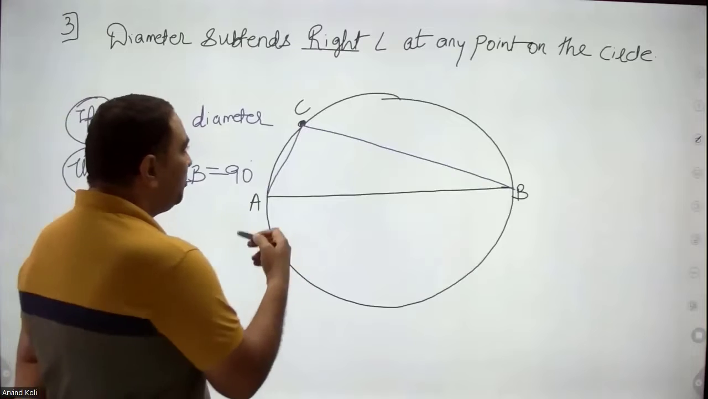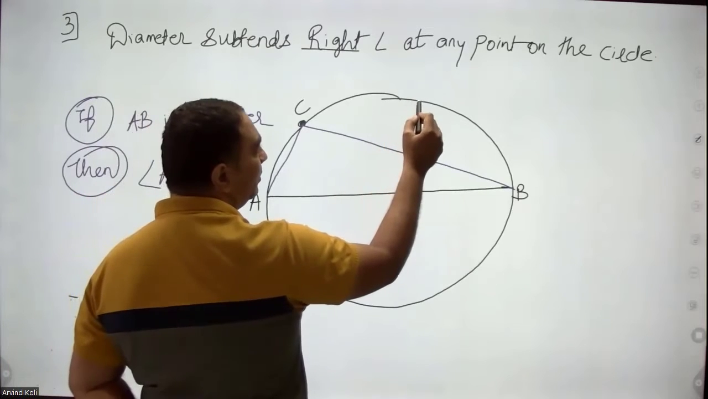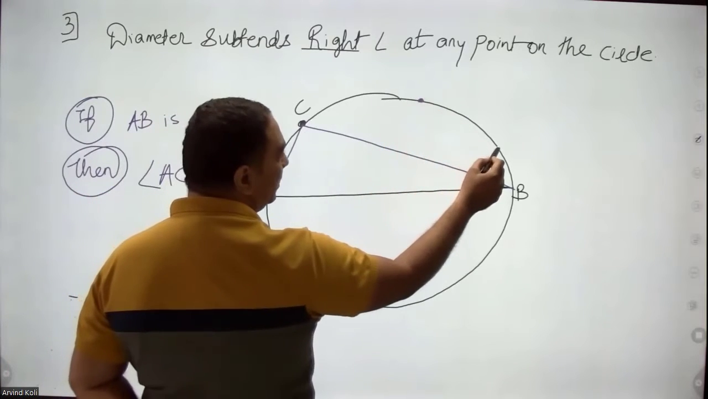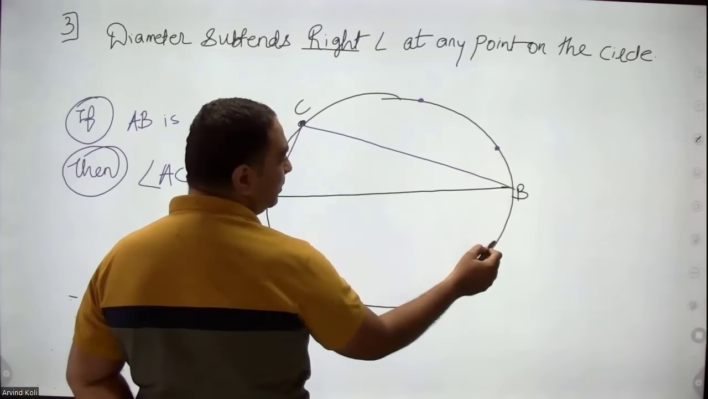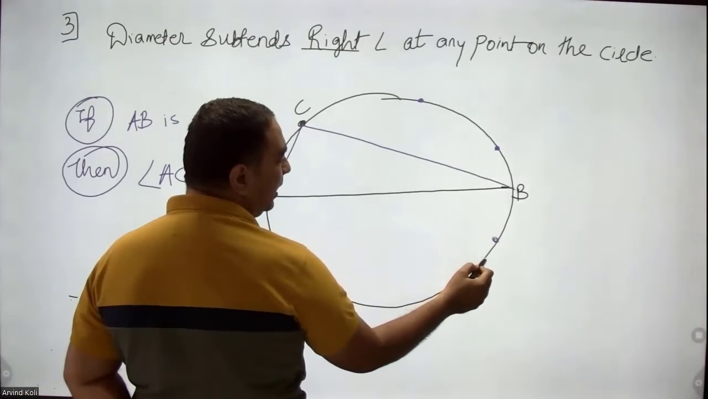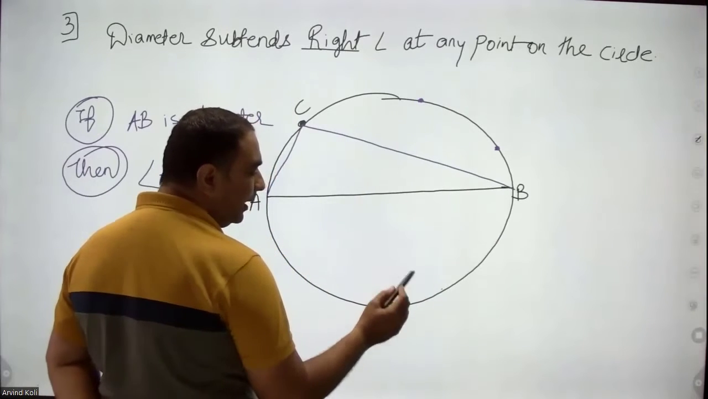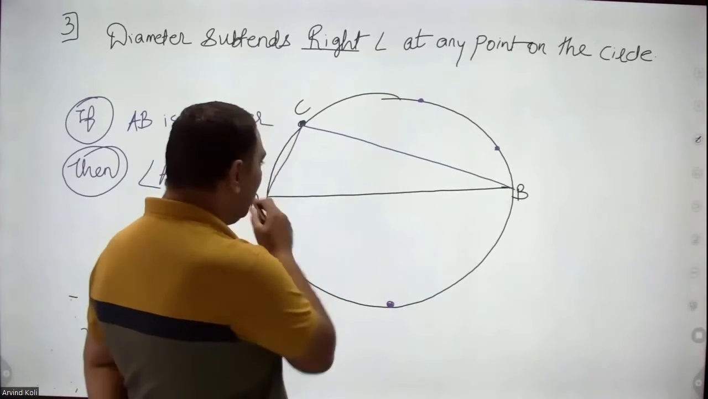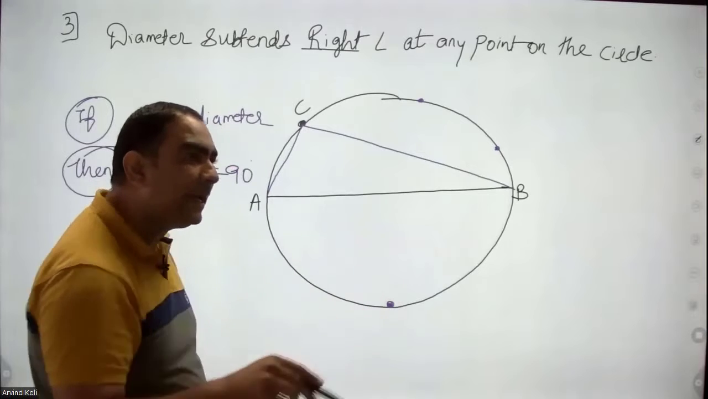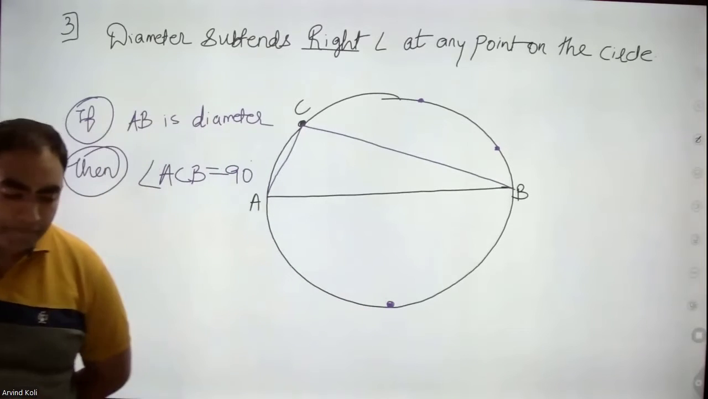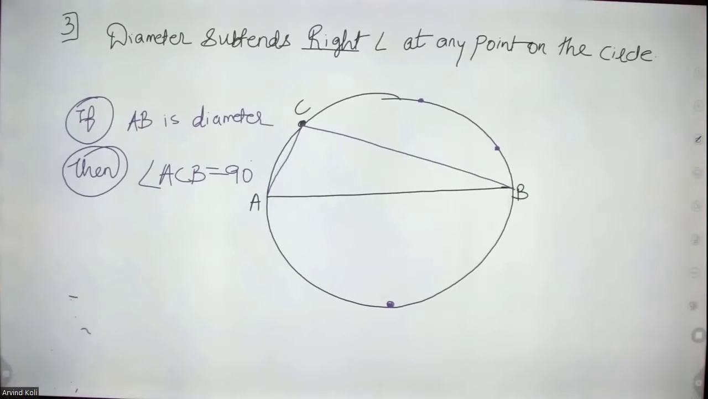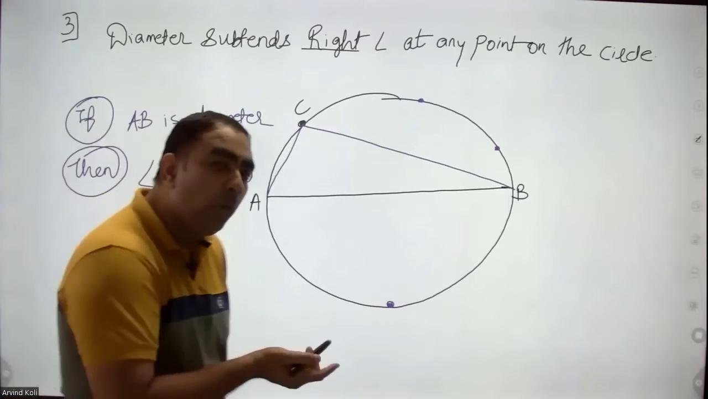यहाँ पे this point could have been anywhere. It could have been over here. यहाँ पे भी हो सकता था. Correct? It could have been anywhere. If you join it with the endpoints, that angle will be 90 degree. Is this clear? Okay. Now, after this, we are going to have a look at number 4.